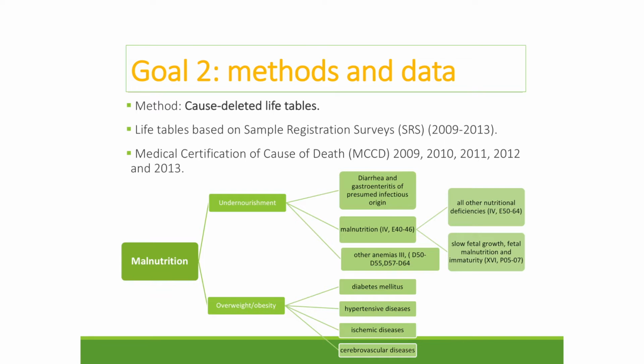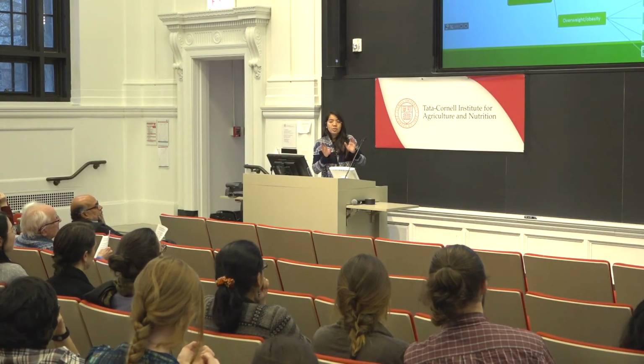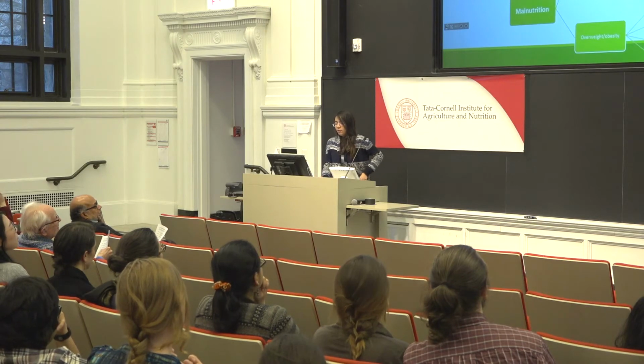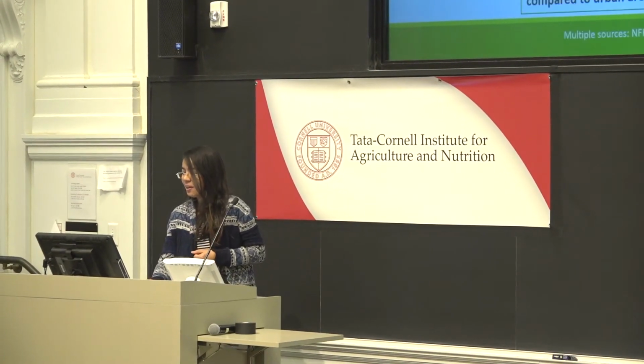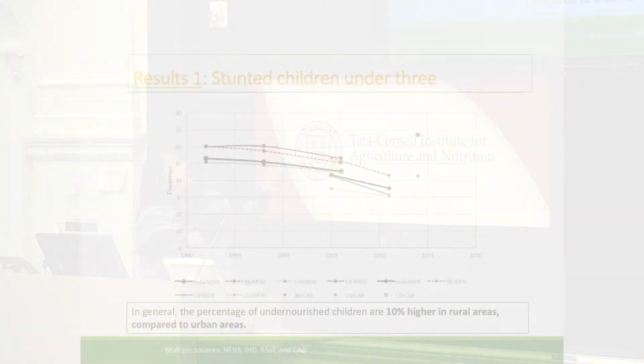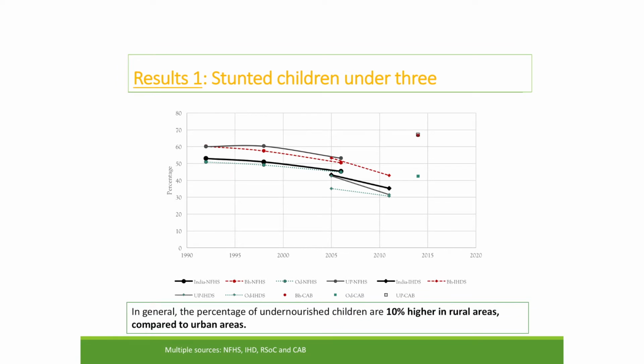In general, these are diseases that are associated with overweight, but not all of them are explained just by overweight. For my third goal, I used indirect costs using a human capital approach to measure the burden of mortality and morbidity that is lost due to this burden of malnutrition. Again, the data I used come from the World Health Organization and statistics of GDP in India. Again, I did this separation. If you want to talk about the details, I'm happy to talk after the talk because it has a lot of detail.